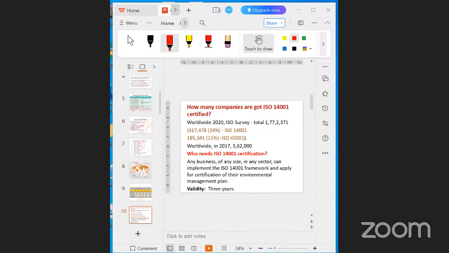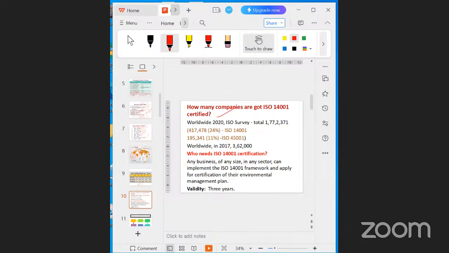So you see, this is worldwide, getting 1,77 lakhs, 2,371, right? So in that, 14001 is 24%, and 45001 is 11%, right? So this is the 17, 3,62,000.